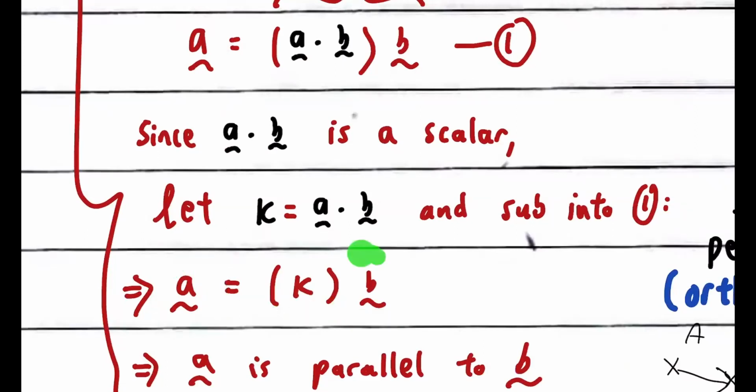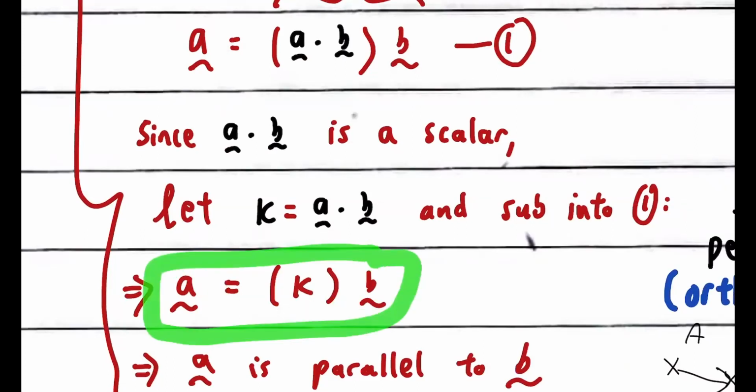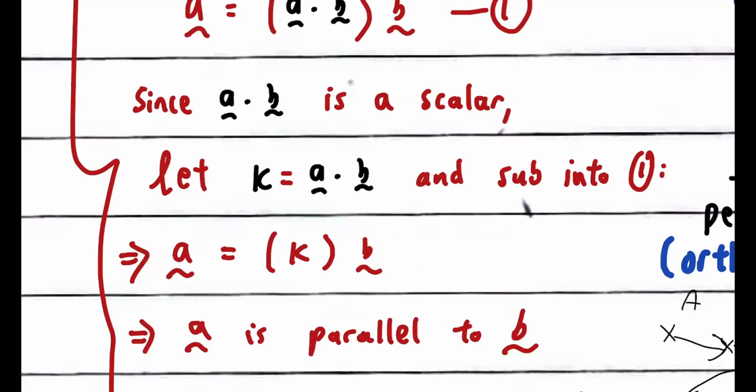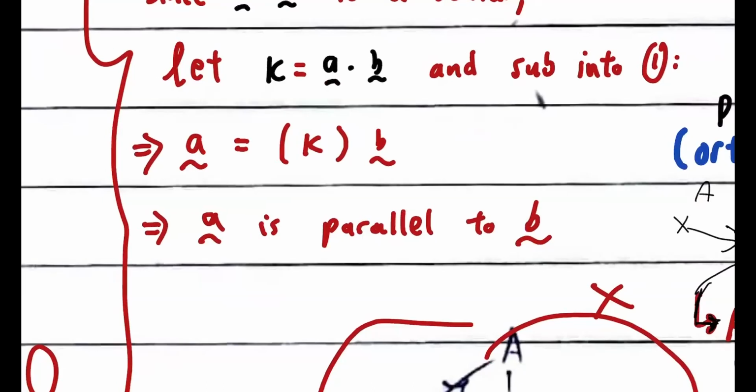Does it look familiar to you? Hopefully, yes. Therefore, we conclude that A is a scalar multiple of vector B, which means A is a parallel vector to vector B. What it means is A equals K times B. So if this is vector B, then K times B will be here. You multiply by K, so you basically keep the same direction, but you make it longer. And then you say that it's equal to vector A.